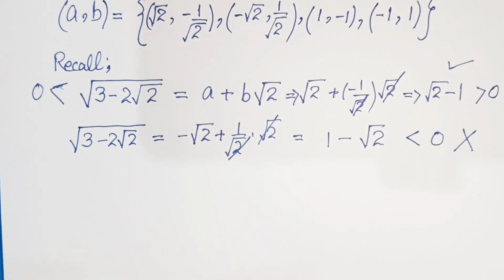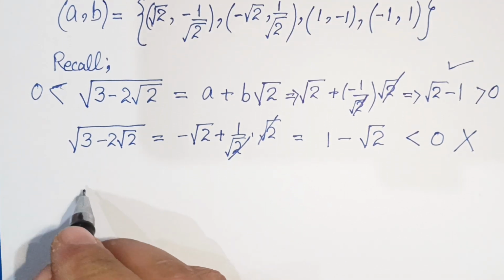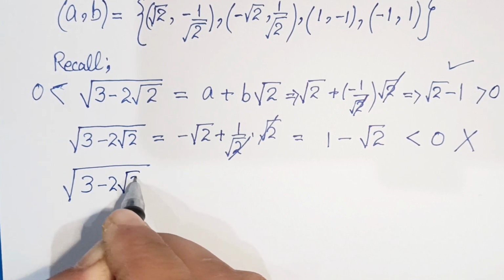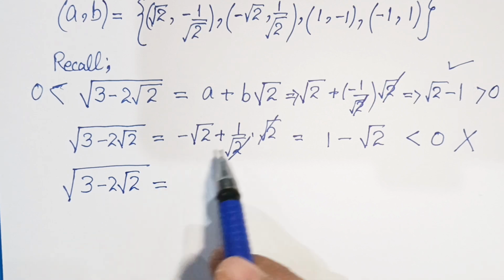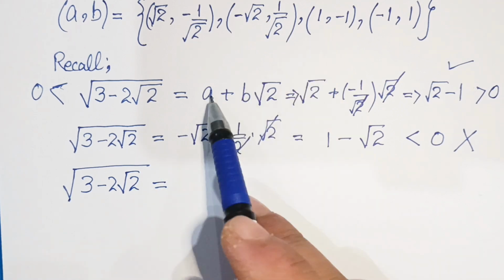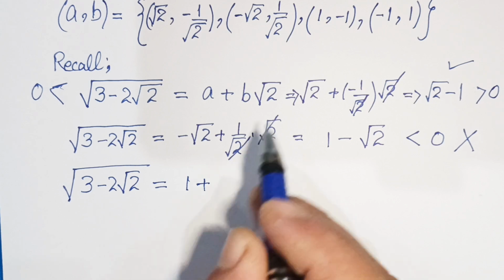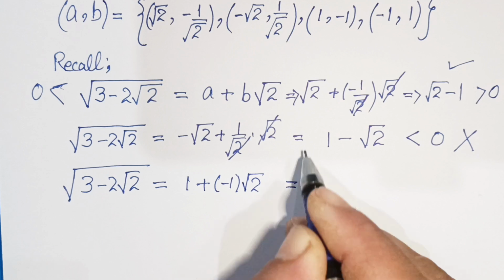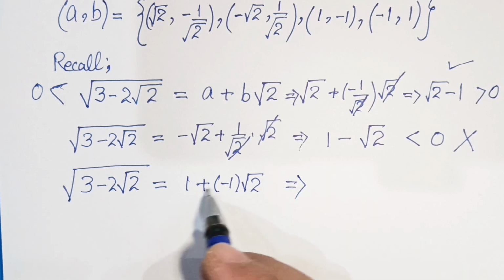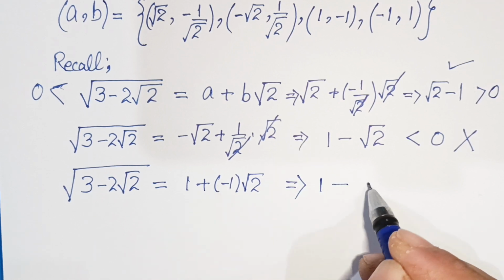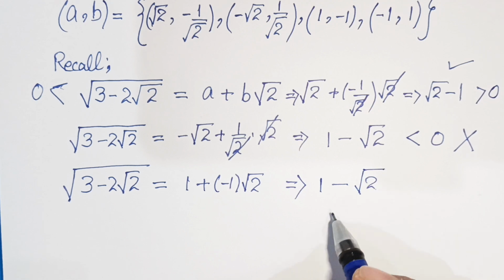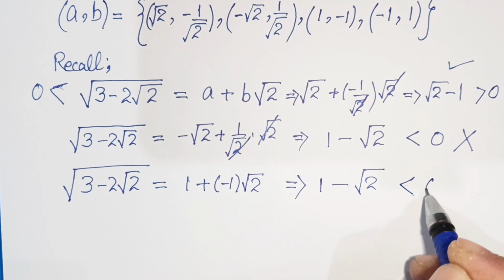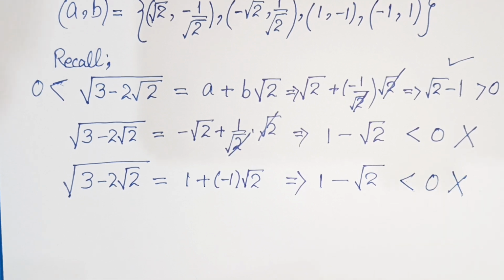Here we have another value, that is square root of 3 minus 2 times square root of 2 is equal to, now we are going to put this value. So the value of a is 1 plus the value of b is minus 1 times square root of 2. Here we get 1 plus minus square root of 2. So 1 minus square root of 2 is also less than 0. So again we reject this value.